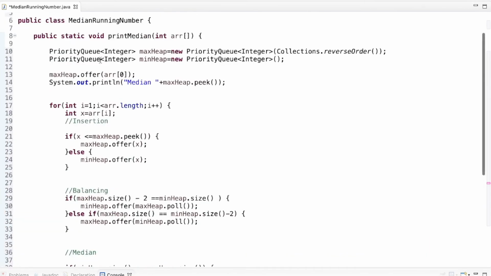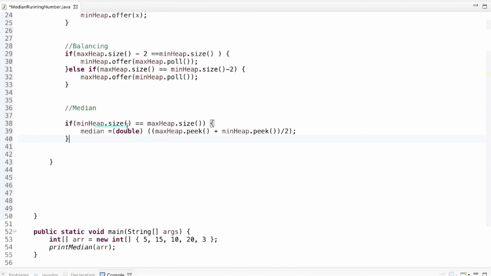So let's define the median at the top. And if the size of our min heap is not equal to the size of the max heap, the other possible way of finding the median is that the value of the median will be the root of the heap having the maximum number of elements inside it. So let's implement that logic.